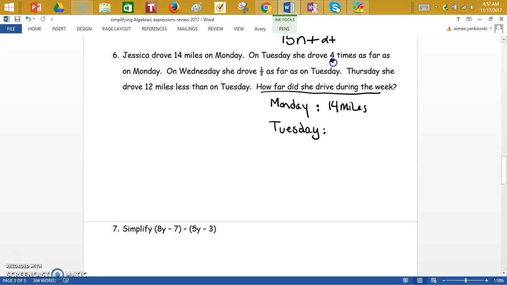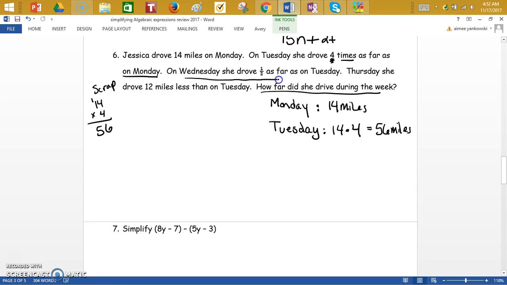On Tuesday, she drove 4 times as far as on Monday. So to figure out Tuesday, you have to take how far she went Monday, 14, and take 4 times that. So off to the side, I could do 14 times 4 because, of course, I didn't bring my calculator home. 4 times 4 is 16. 4 times 1 is 4, and 1 is 5. Okay, so she drove 56 miles on Tuesday.